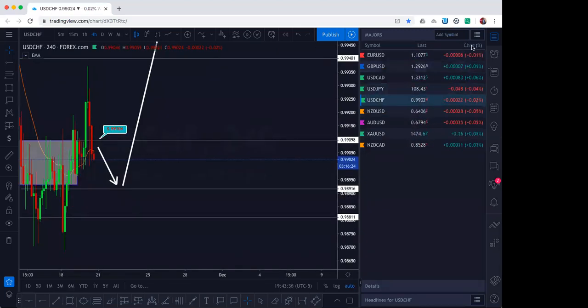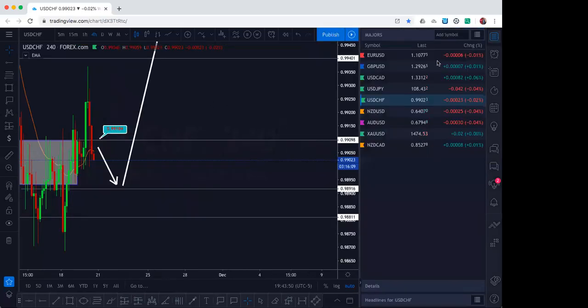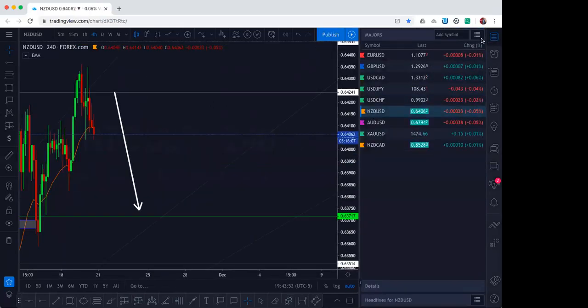Dollar Swiss, same thing. A bit of movement back down into support and then continuation to the upside, signaling dollar strength. 99.93 is your target point. NZD USD, simply targeting 63.71.